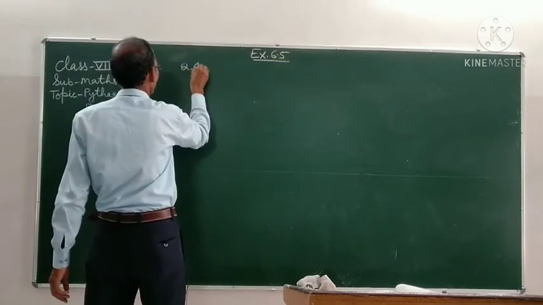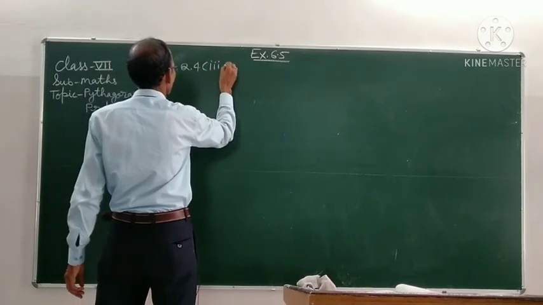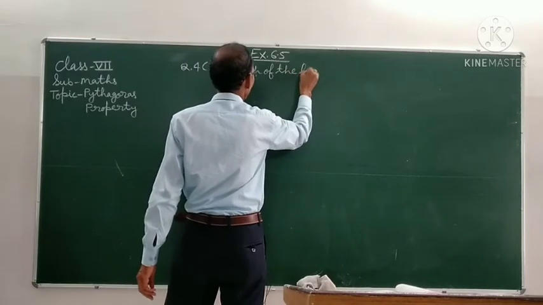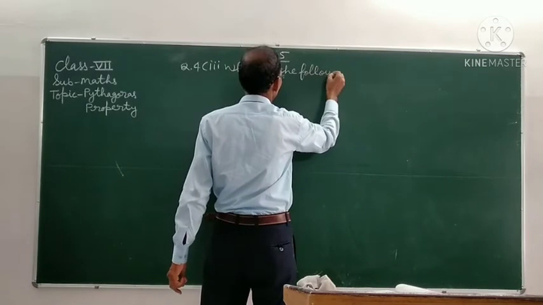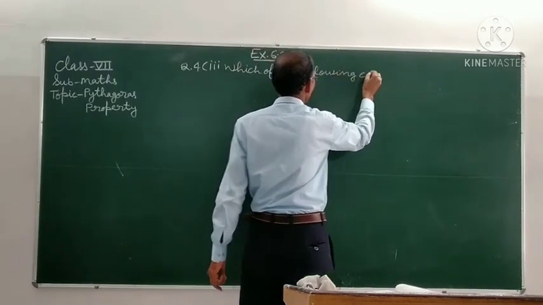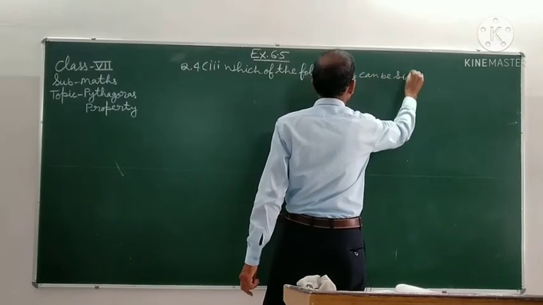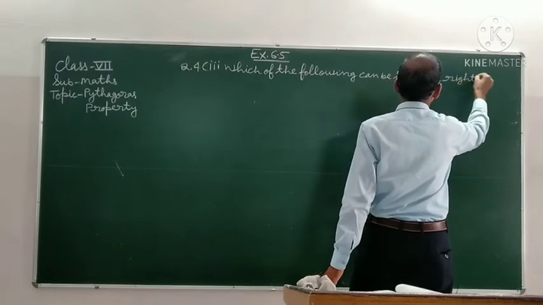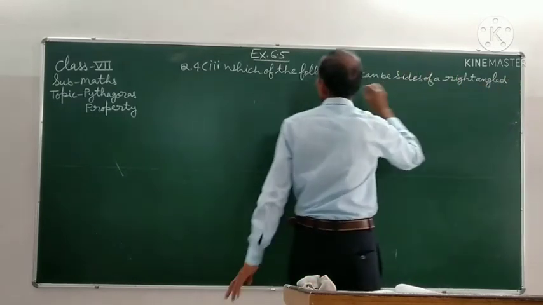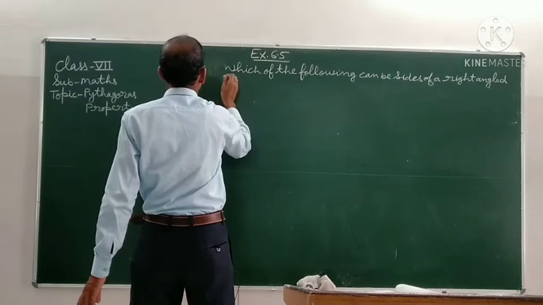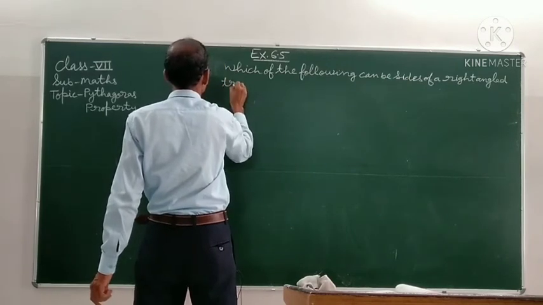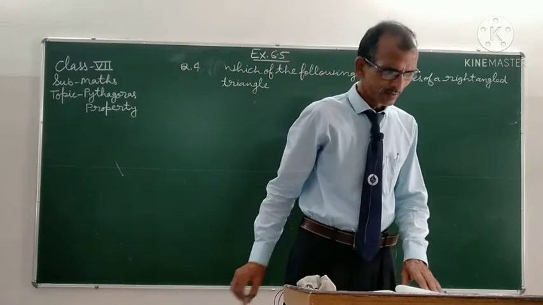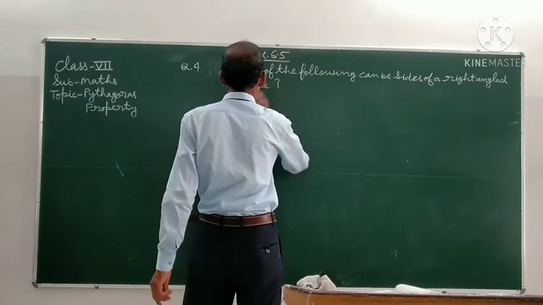Question number 4, third part is, which of the following can be sides of a right angle triangle. In the case, the sides are given.